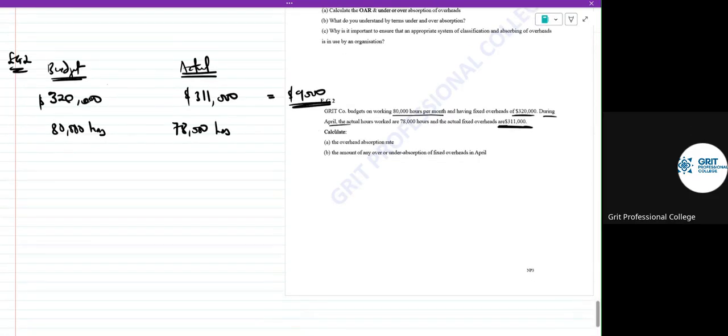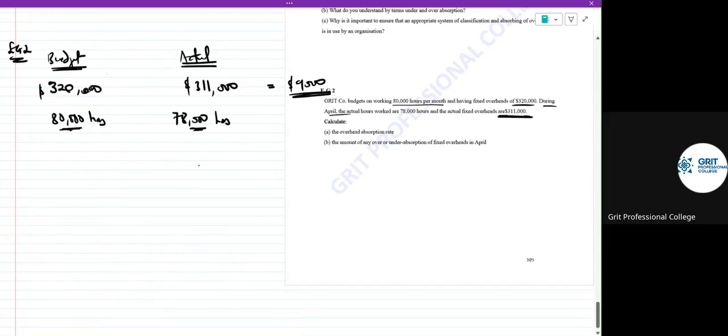This difference of $9,000, like I explained earlier, cannot tell us our true performance, with respect to whether we have done well or we are making more profit or lower profit. It can't tell us that because, again, this is an apple, this is an orange. And so to find what the true difference is, we have to go through the steps of finding out what the OER is, computing what we call the overhead absorbed. Then when we find the difference between the actual and that overhead absorbed, we will get the true over or under absorption of overhead.